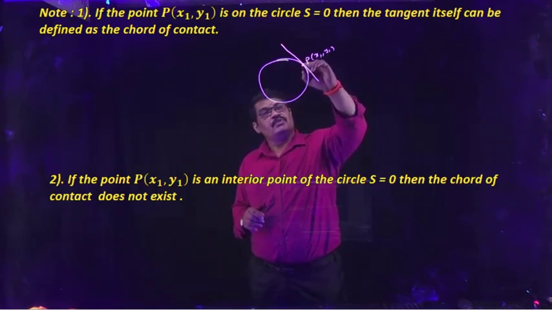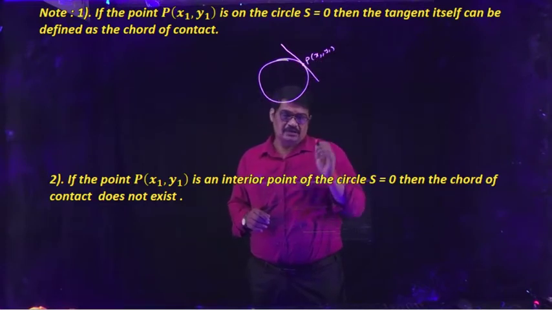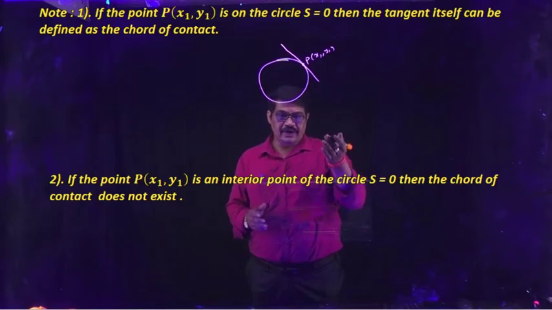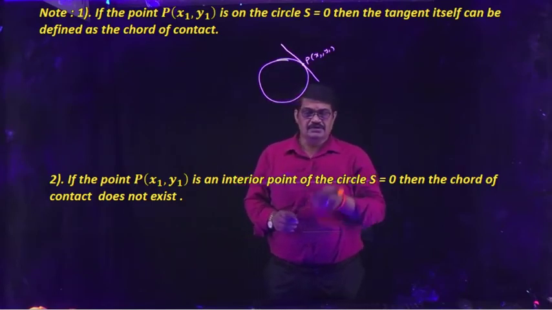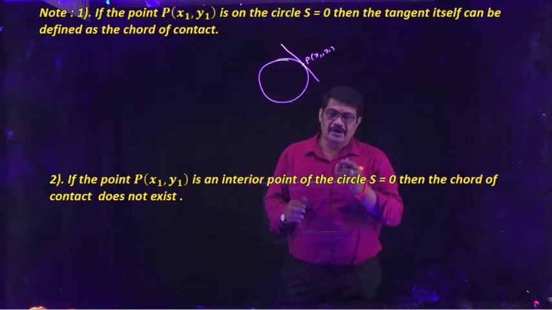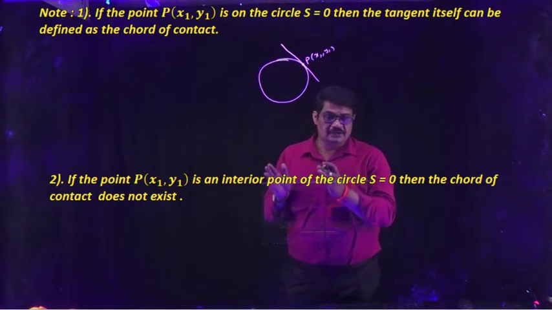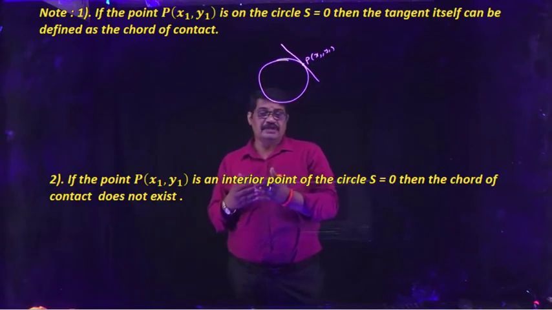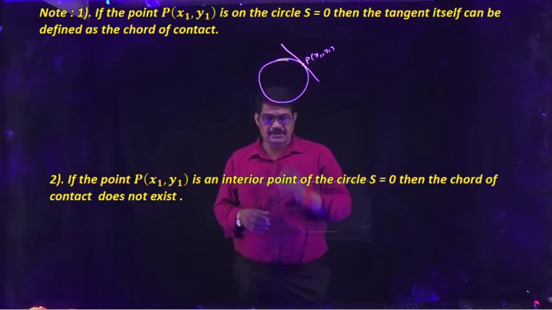So only one tangent can be drawn at this point. So the tangent itself is defined as the chord of contact. This is the note here: if the point P lies on the circle, then the chord of contact coincides with the tangent at that point. So that is note 1.